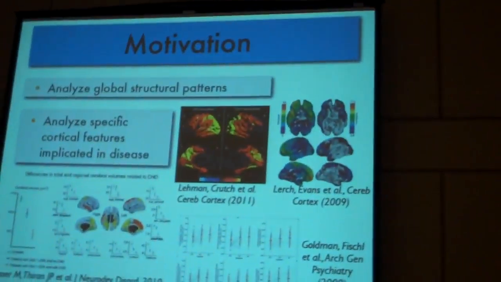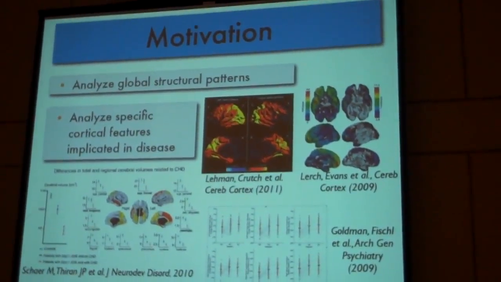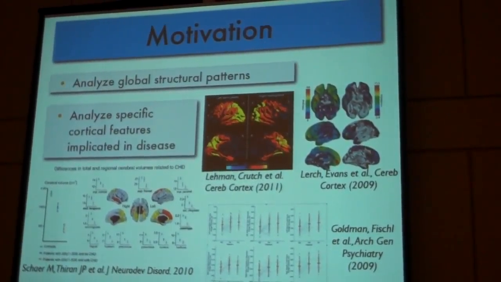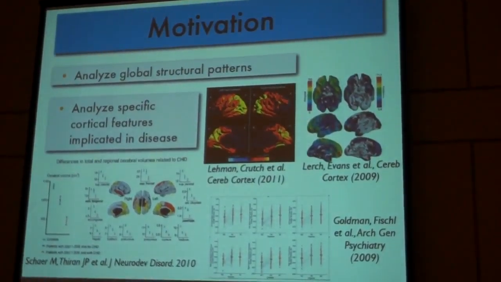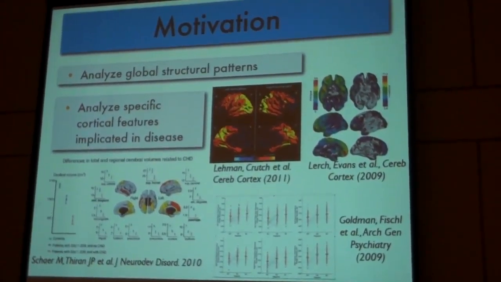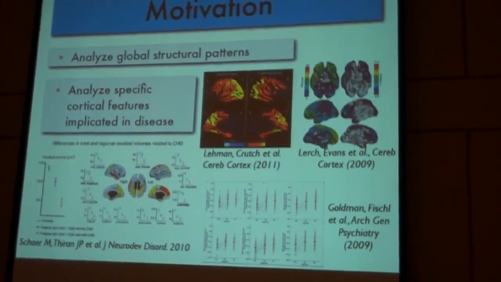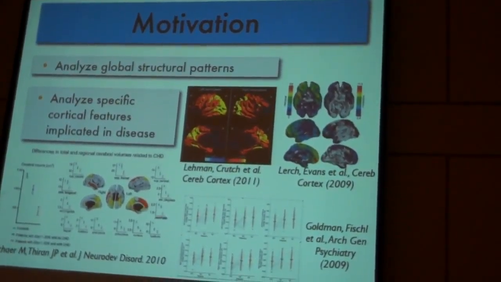So why are cortical features such as volume, thickness, area important? One reason is you can understand the global structural patterns for a given subject or even across a population by understanding how these individual features vary across the brain. The second reason is there are specific cortical features implicated in disease.